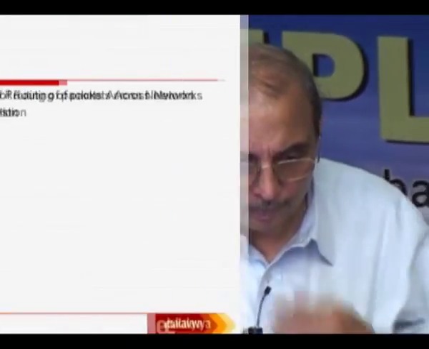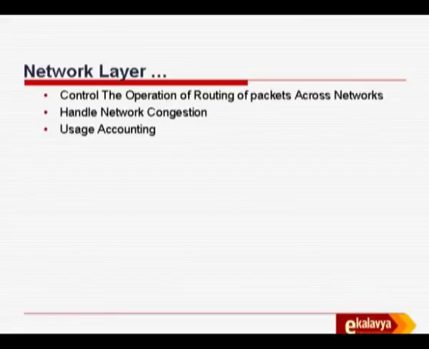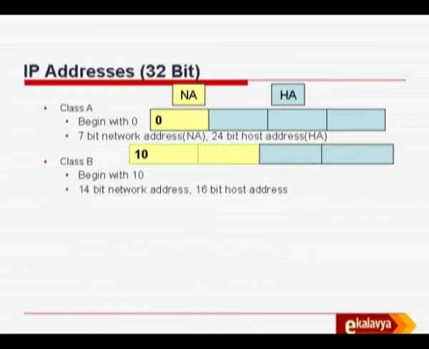So effectively, the IP layer is responsible for taking a packet and pushing it across, or receiving a packet and pushing it up. It will receive packets from the top, which it will forward to the layers below, and therefore talk to the corresponding IP layer. This layer controls the operation of routing of packets across networks. It handles network congestion and it does usage accounting. Limited functionality from our perspective, the most important is that it controls the routing of packets across networks. We talked about this earlier.